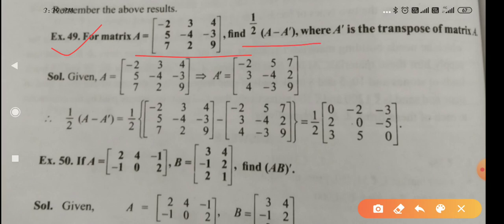Now you have to find 1 upon 2, it is not power, it is 1 upon 2 times A minus A dash. A dash is the transpose of matrix A. So first of all, A is given. Now transpose of A you can find easily. You can convert rows into columns.